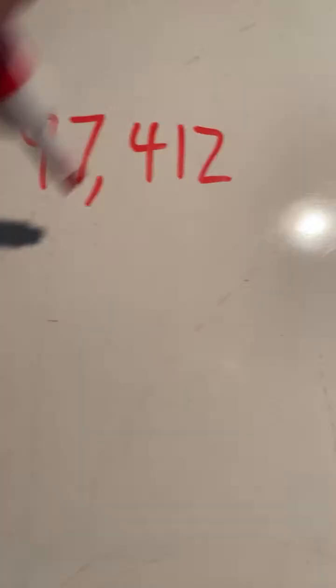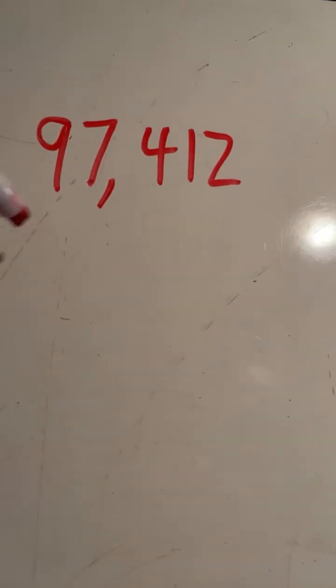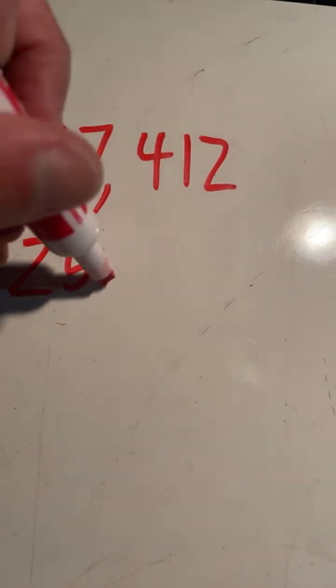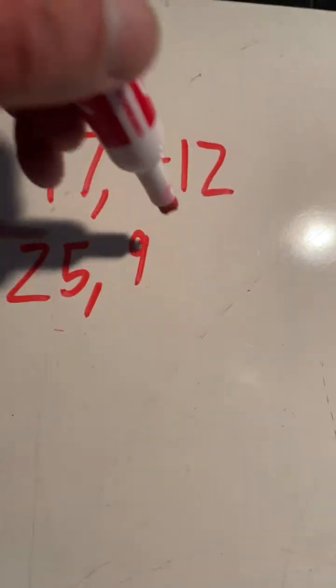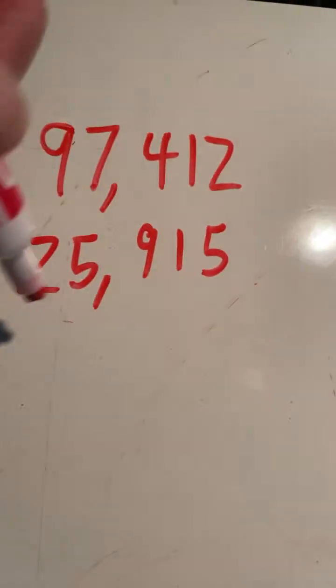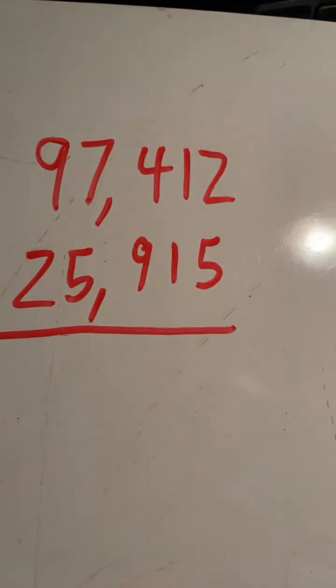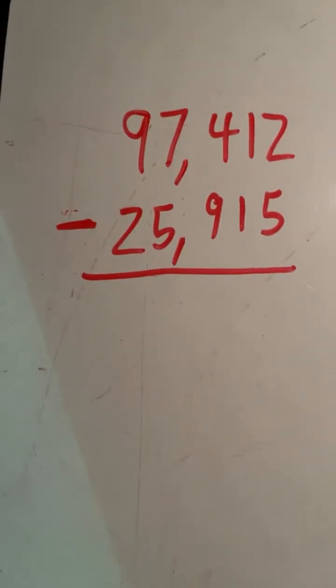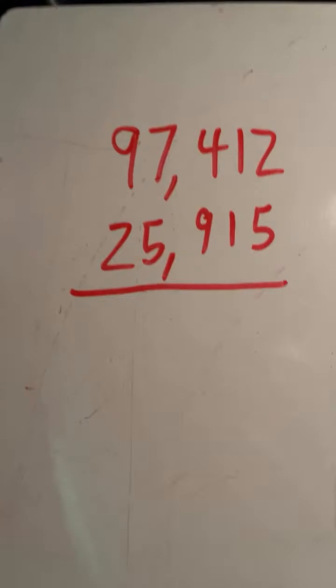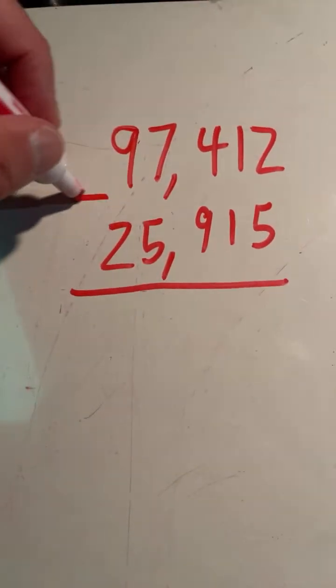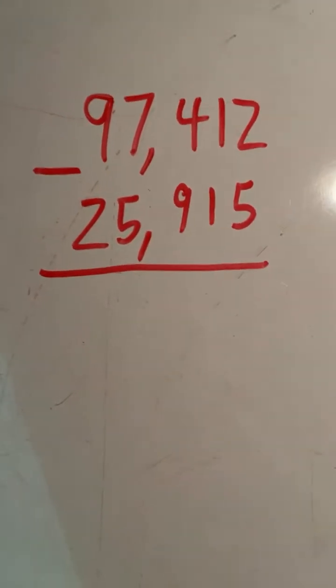All right, next problem. 97,412 minus 25,915. Let me put the subtraction sign up a little more. Here we go. Now it looks more in the proper place.